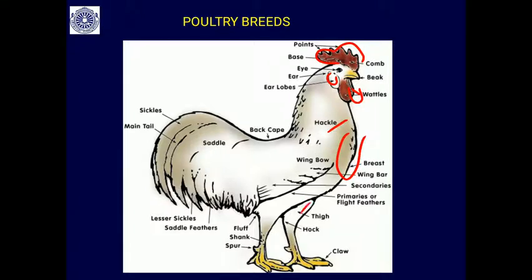In this you can see the thigh portion, and this is the shank portion, and this is the spur, and these are the claws, and this portion is the back cape. Then you will find the sickles, all these tail feathers. There is also fluff in the shank region. All these features you should know to identify the different breeds.